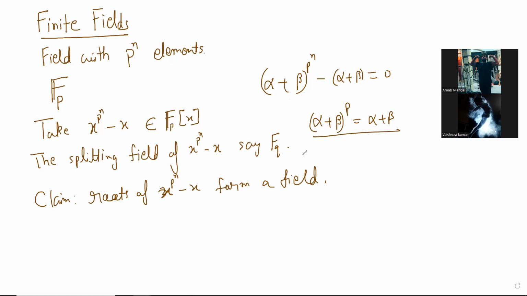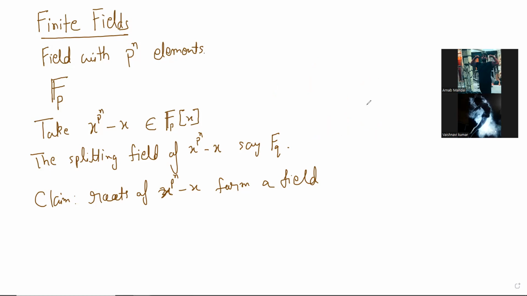Why is this equal? Because the characteristic of FQ will be P. That is because it's an extension, right? One in FQ is the same as one in FP. So because of characteristic reasons, this will be true, and so this will be true just by induction. You take P square, P cube. So if sum of the roots is a root, you show the product of roots is a root, and so on. So it forms a field.